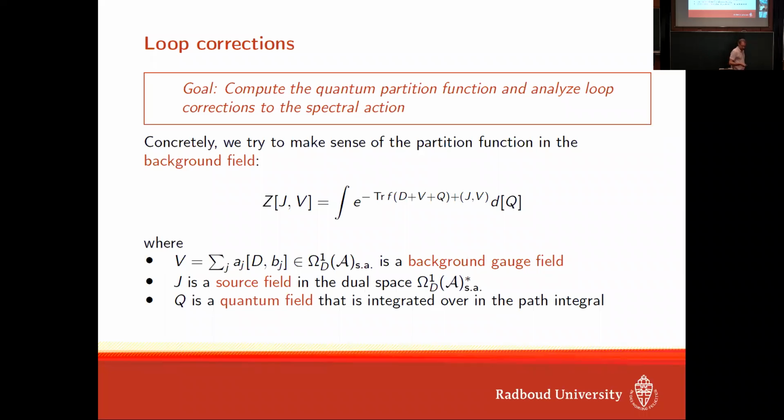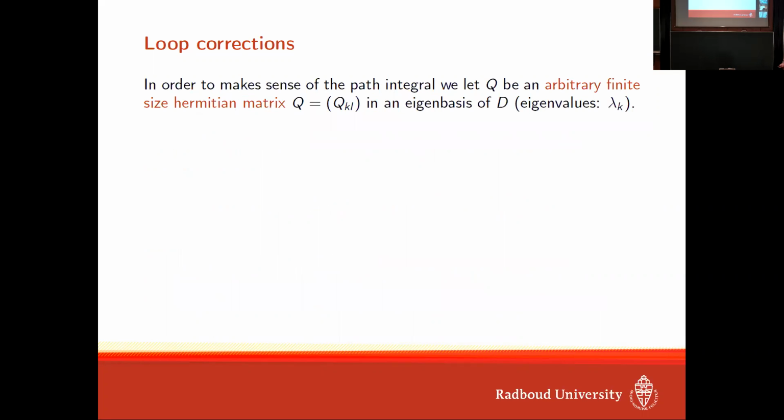Okay, so let me try to compute this, and this is usually done by first of all making it well defined. That's always a good thing, even though in physics that's maybe less of importance to make sense of this integral. But this partition function can actually be well defined by restricting to finite size matrices, Hermitian matrices, and that I do in the basis, the eigenbasis of D. This is also given to us, it's kind of the background. And the eigenvalues are these lambda k's.